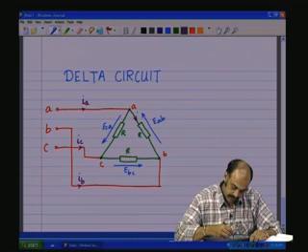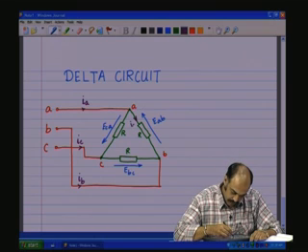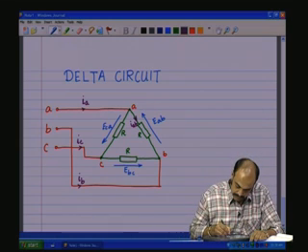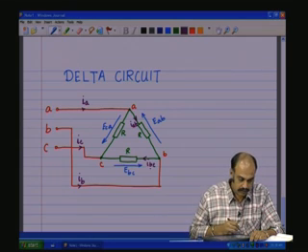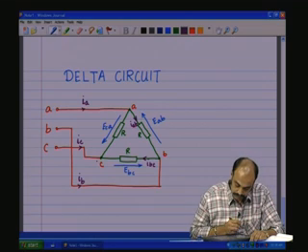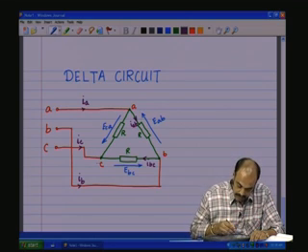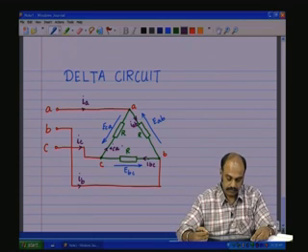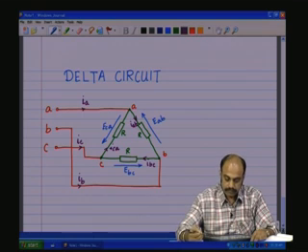Let us say that there is a phase current from A to B in this direction. Let us call that one I A B, and then we have a current B to C, which we will call I B C, and then we have a current from C to A, which we shall call I C A. These are the directions of the currents that we are indicating here.